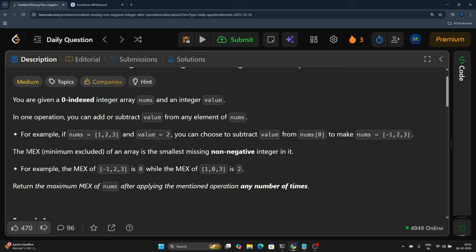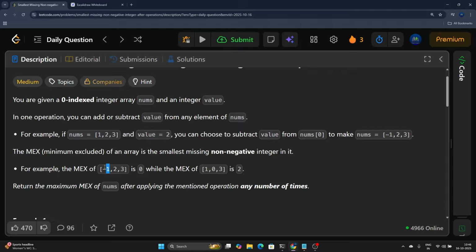Now we have to find the MEX, which is called minimum excluded of an array, which is the smallest missing non-negative integer in the array. We have to find what's the minimum excluded, or what's the smallest missing non-negative integer in the array. For example, the MEX of this array is going to be 0, while the MEX of the 1, 0, 3 array is going to be 2.